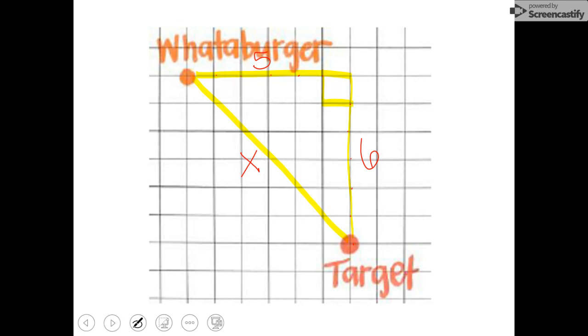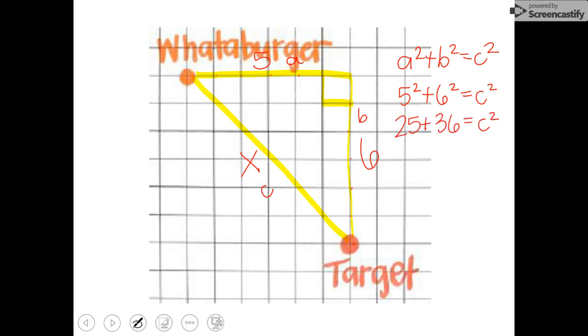So what we're going to do is we're going to plug this into Pythagorean theorem. So we're going to do a squared plus b squared equals c squared. It doesn't matter which one is a or b or c. Well, c does matter, but a and b do not. So we are going to have 5 squared plus 6 squared equals c squared. 25 plus 36 equals c squared. So now we have 61 equals c squared.